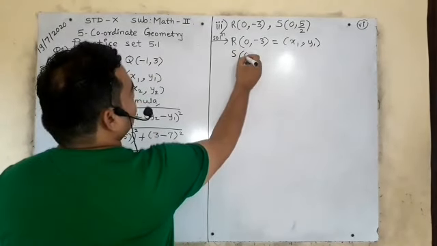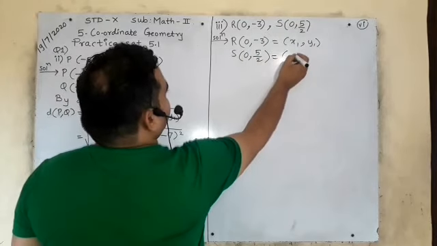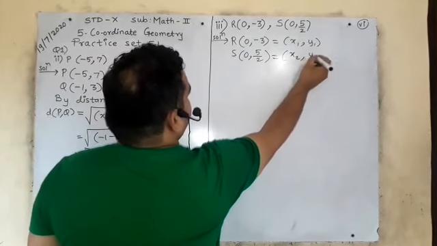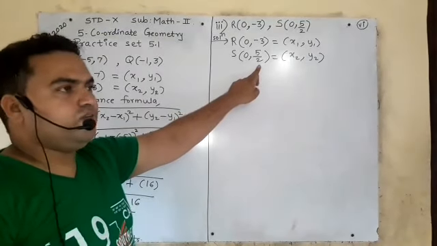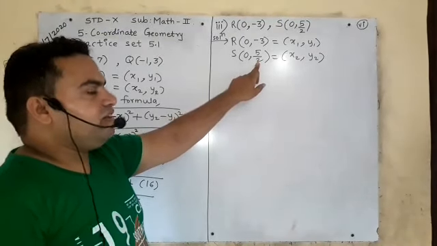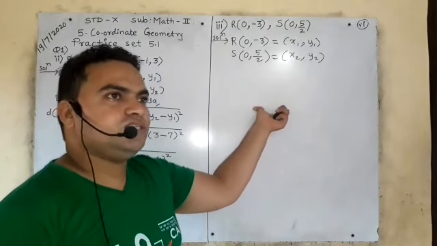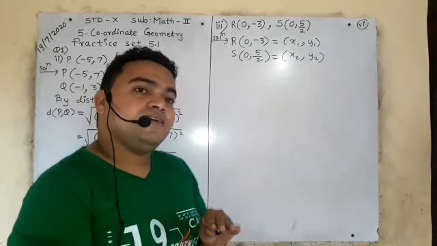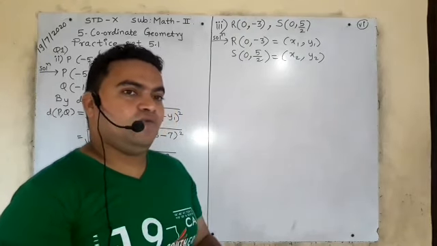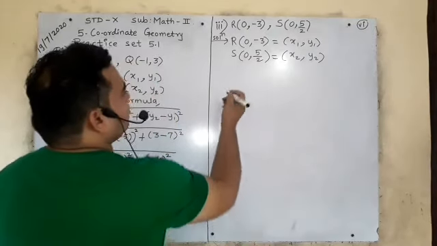Point S is also having two coordinates, 0 and 5 upon 2. Students, a very new term comes here. This is 5 upon 2. This is a rational number. Don't worry. You know very well, if 5 upon 2 comes for any addition or subtraction, addition and subtraction will be possible with a rational number when their denominators are equal. If they are not equal, we will make them equal. Is it clear?